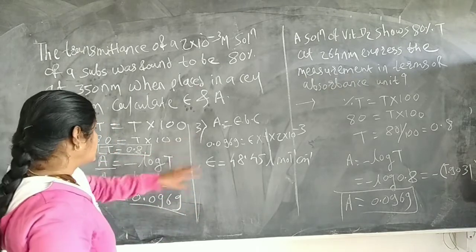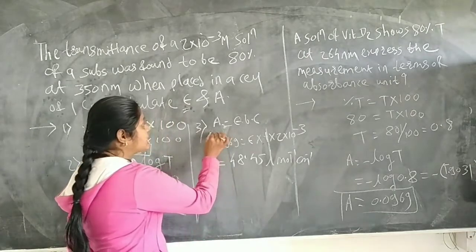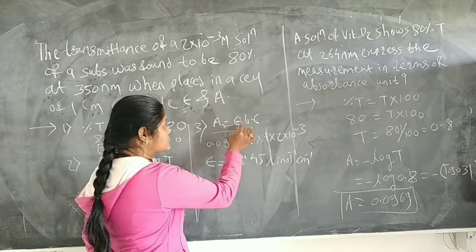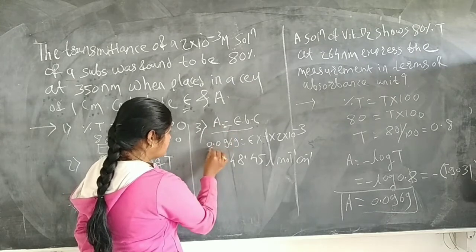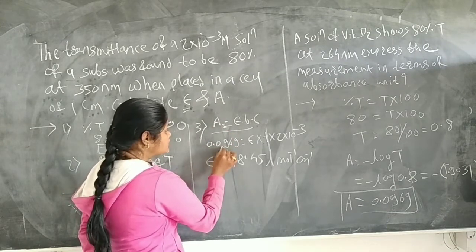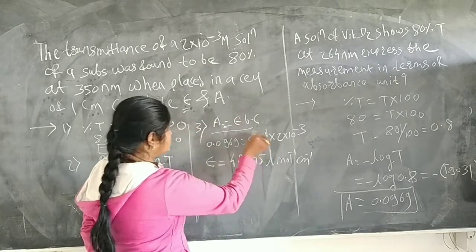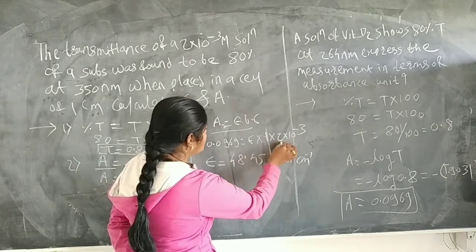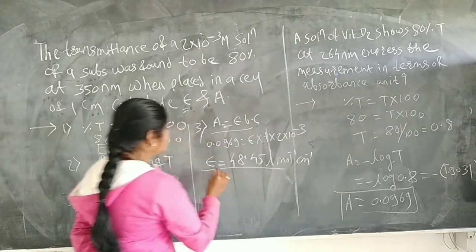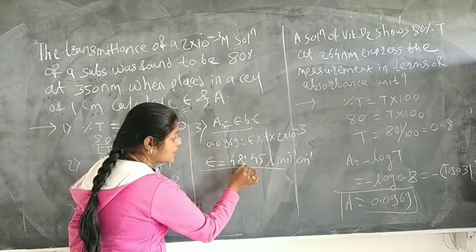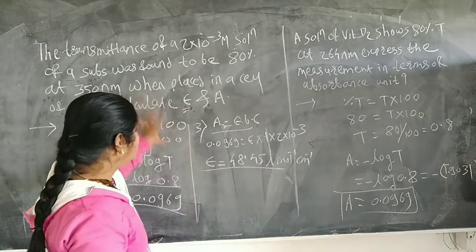Then next is finding the molar absorptivity of the substance. For that, we apply Beer's law. A is equal to epsilon into B into C. Putting in the values, the absorbance is 0.0969, into the absorptivity, which we have to find, into the path length of the cell, which is 1, and the concentration, which is 2 into 10 raised to minus 3. After calculating this, we get the molar absorptivity of the substance as 48.45 liter per mole per centimeter. This is all about this problem.